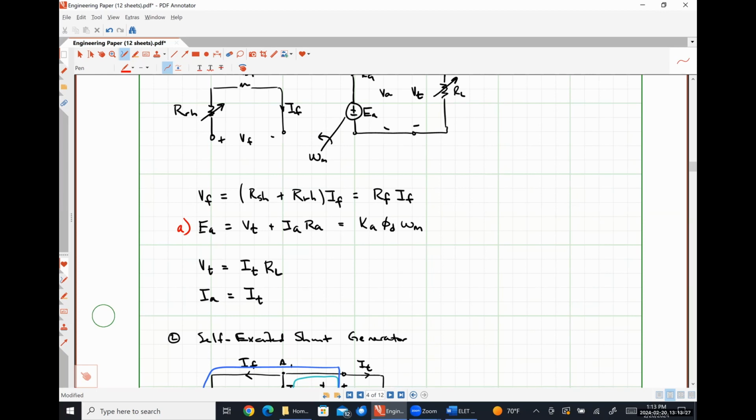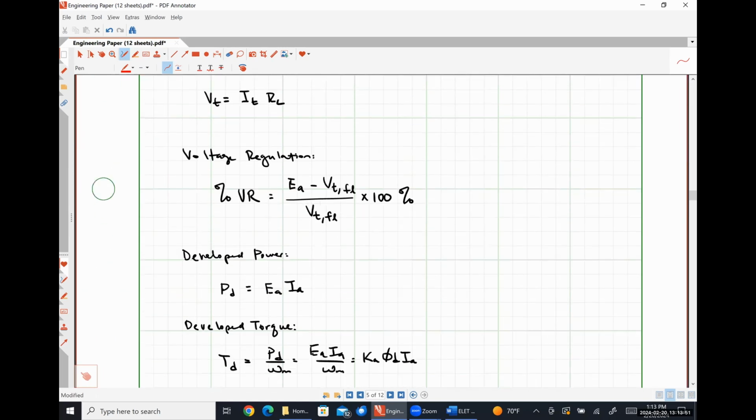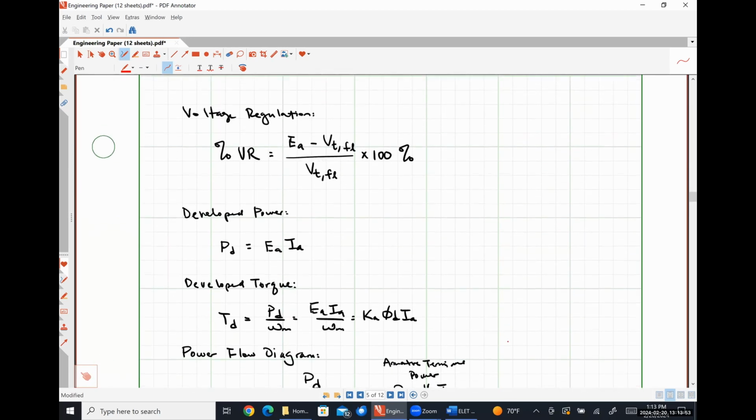So knowing EA, VT, IA, and RA, it should be pretty easy for us to figure out our developed power, because that's just going to be EA times IA. Our torque would be EA times IA divided by omega. And then for our voltage regulation, that's the only thing that's not super obvious. So let's look here. When we have EA, we have VT at full load, which is just the rated terminal voltage. So we have everything for the percent voltage regulation as well.